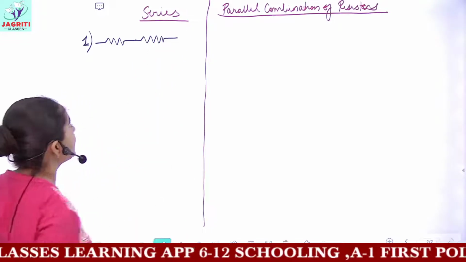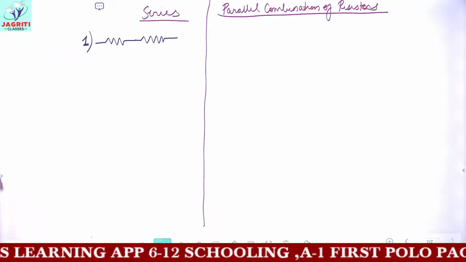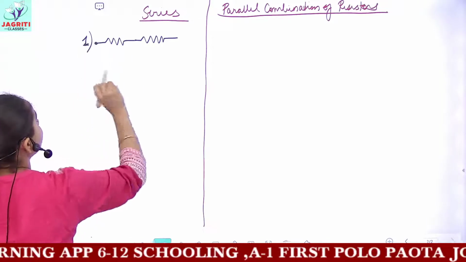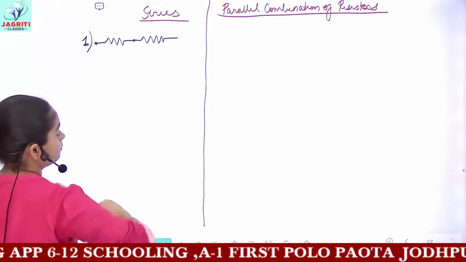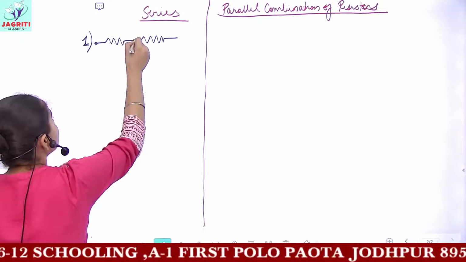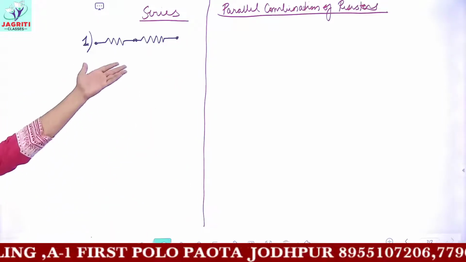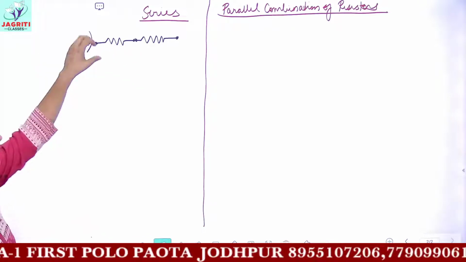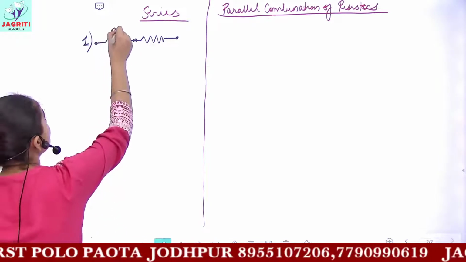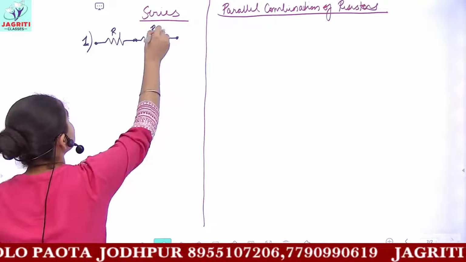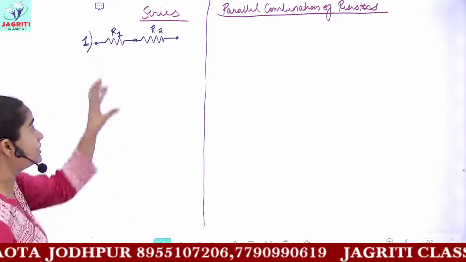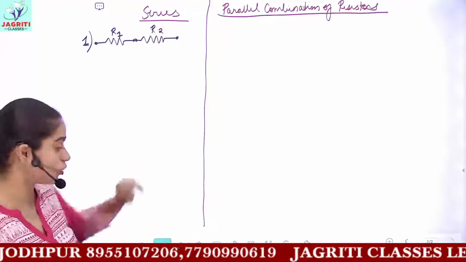Okay, so these are my two resistors. This is the starting point of the first, and this is the ending point of the first resistor. Now you have the starting point of the second and the ending point of the second. When you arrange them in this type of combination, let's suppose the resistance of one is R1 and the other is R2. This kind of combination is called series combination.